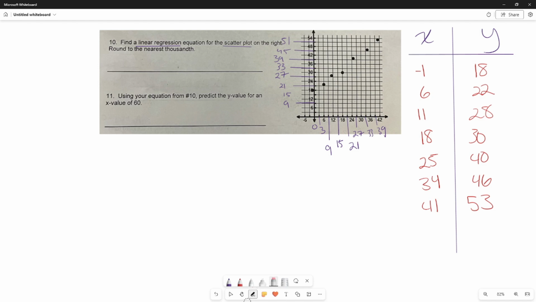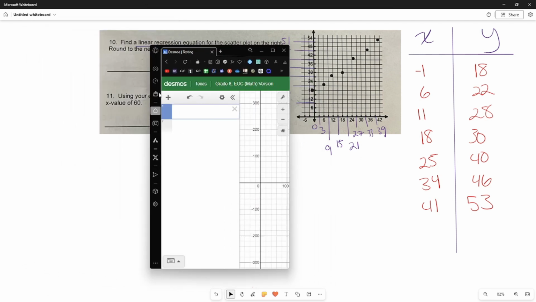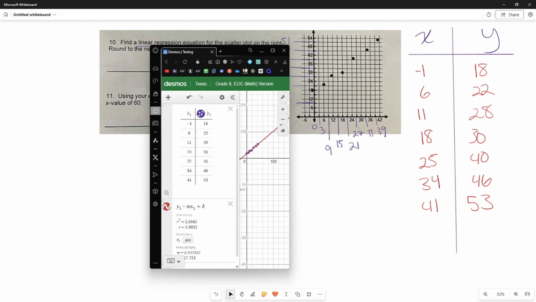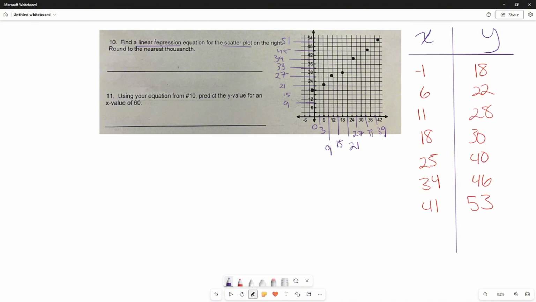Alright, now we finished estimating all of our points, and we're gonna put that in Desmos now. So let me bring Desmos over. Here you can click the plus sign and then table, and now let's plug in our points. Okay, now that I've finished plugging in all of our points into this table, we're gonna use our linear regression formula, which is y1 tilde mx1 plus b. And we get that our slope is going to be 0.842831, and our y-intercept is going to be 17.723.